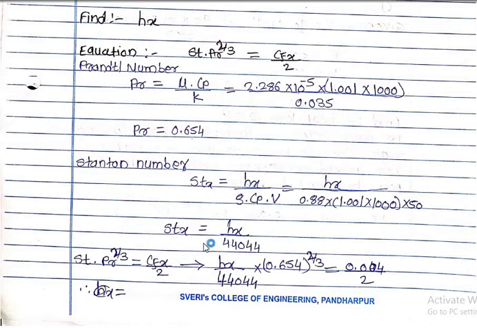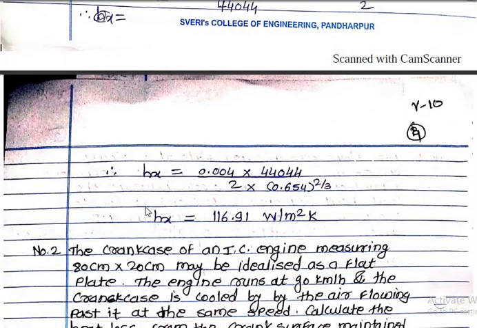Then the empirical relation we have to consider: Stanton number multiplied by Prandtl number raised to 2 by 3 is equal to CFX divided by 2. Stanton number we have calculated as Hx divided by 44,044, multiplied by the Prandtl number value we calculated, 0.654 raised to 2 by 3, and the local skin friction coefficient is provided as 0.004, divided by 2. So we can easily find out the local heat transfer coefficient value.